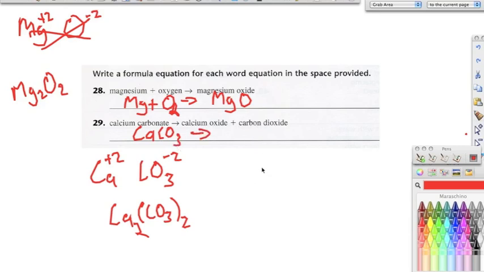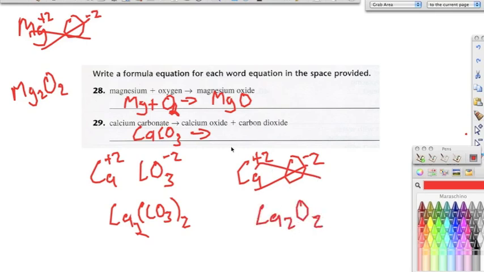Now it decomposes into calcium oxide, which we have calcium, which is Ca, and oxygen. Calcium, which is +2, oxygen, which is -2. And we crisscross and we get Ca2O2, which reduces to CaO. And then we have carbon dioxide, and we don't crisscross here because we see a prefix, so it's just carbon, 1, and dioxide means 2 oxygens. And there we would have our formula equation.